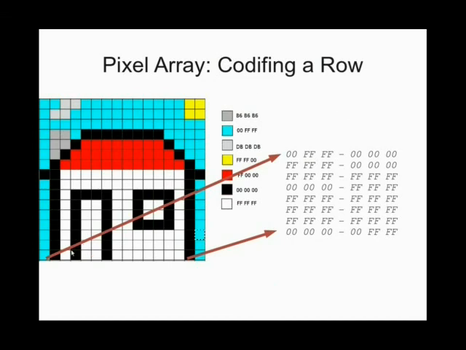Okay, let's start codifying the last row. We see the first pixel is light blue, so the RGB color is 00FFFF. We write it. The following one is a black pixel, so its representation is 000000. We write it. The third one is a white pixel, whose representation is FFFFFF. We write it. And we do the same with the following pixels, obtaining this series of bytes.